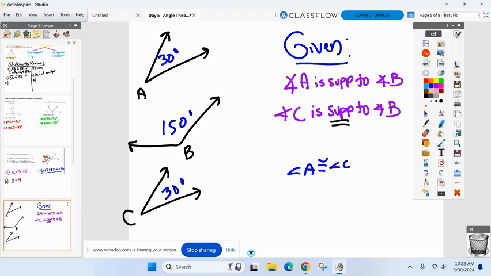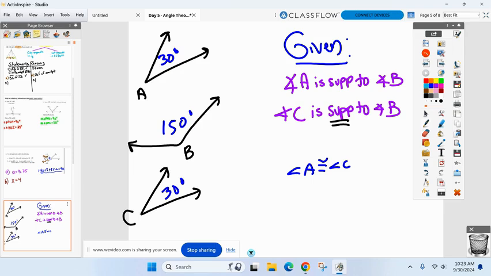So let me introduce this new fact to you. If I have 2 angles that are supplementary to, what were A and C both supplementary to? The same angle, right? Angle B. So if 2 angles are supplementary to the same angle, those angles have to be congruent, equal. All right, let me do that one more time. A and C, both supplementary to what? The same angle. So if I have 2 angles supplementary to the same one, those 2 have to be congruent.